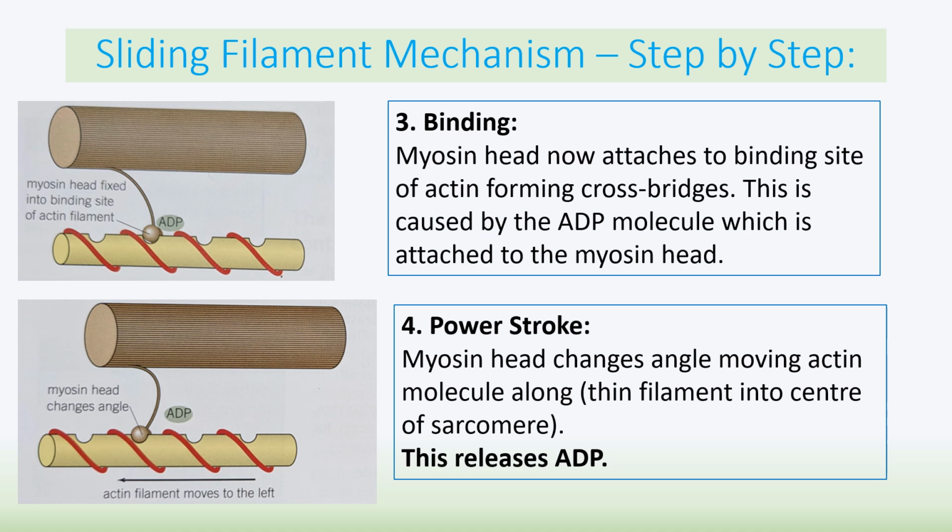So what happens is the myosin head changes its angle and it moves the actin molecule along. Those thin filaments move towards the center of the sarcomere, making the Z lines move closer together. This releases the ADP as a result. The ADP has now been released.